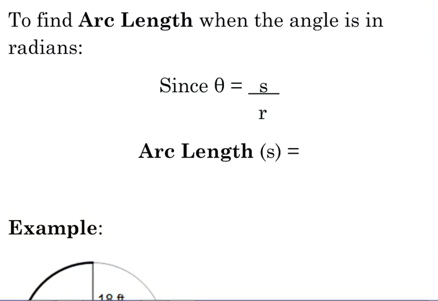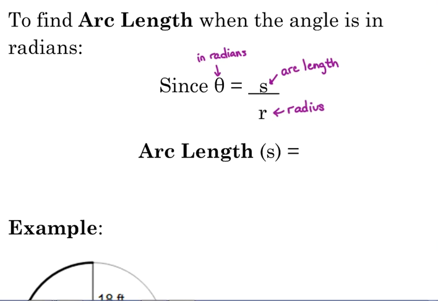Okay, so to find the arc length when the angle is in radians, there's a relationship here that says your angle, theta in radians, is equal to S, the variable that we use for arc length, divided by R, and R is, of course, the radius. So theta in radians is equal to the arc length divided by the radius, S divided by R.